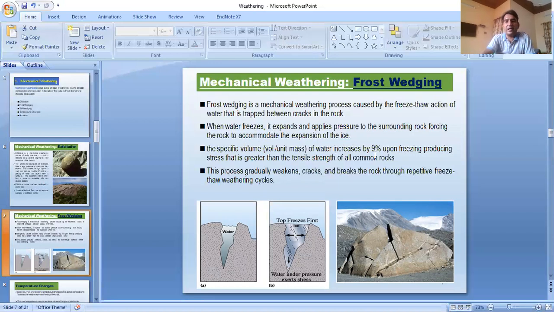The specific volume of water increases 9% upon freezing, producing stress that is greater than the tensile strength of common rocks. If water starts to freeze, its volume increases by 9%, which is a high quantity in terms of volume. This process gradually weakens, cracks, and breaks the rock through repeated freezing and thawing. Once the water goes down, it freezes and expands the sides of the cracks in the rock. That is why these rocks take this type of shape. This process is called frost wedging, again a change occurring due to mechanical weathering.